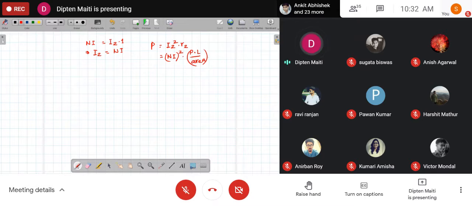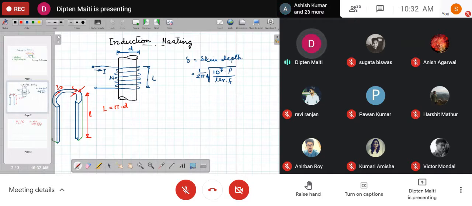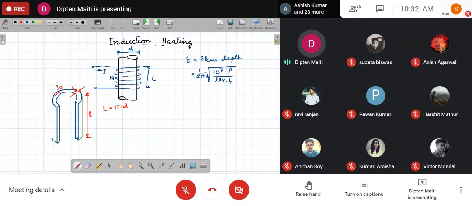So if we go back to the last slide, the length here is the length of the path. That length of the path is pi into D, and the thickness of the path is delta, and the length further on the other side is L. So the area for the eddy current passing, if you consider as if the eddy current is entering here and coming out of this. So okay, let me simplify. So eddy current is coming out of this.